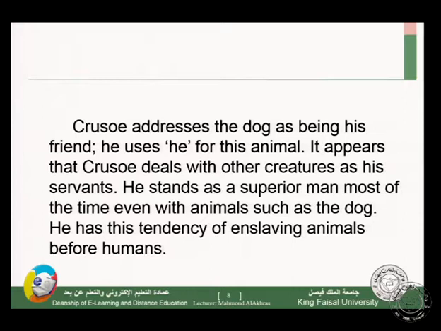It appears that Crusoe deals with other creatures as his servants. Again, we can sense that. So Crusoe deals with other creatures, whether they are human or animal, as his servants. He stands as a superior man most of the time, even with animals such as the dog. He has this tendency of enslaving animals before humans. We have a kind of slavery between Crusoe and other creatures, so we can sense that from the early beginning in his stay on the island.